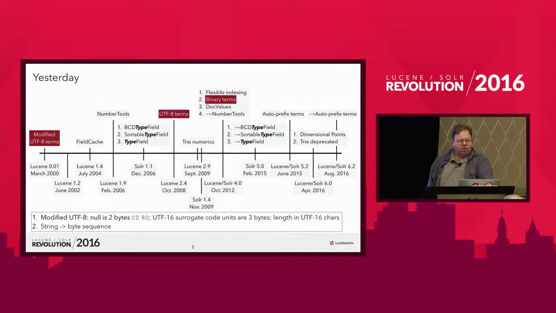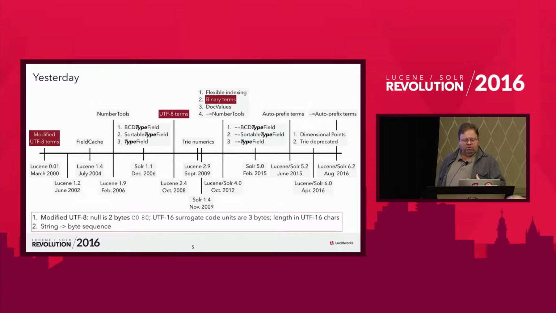When Lucene first came out, its index terms were strings. And specifically, that format was something called modified UTF-8. So not exactly UTF-8. The differences are down there at the bottom. Null is written out with 2 bytes. There's no null byte ever written out, unlike in standard UTF-8. And UTF-16 surrogate code units are written as 3 bytes.